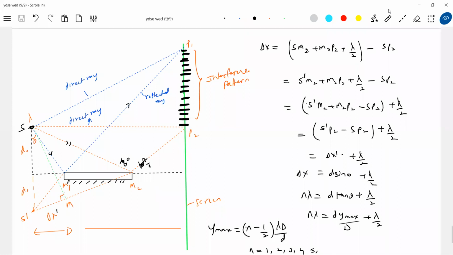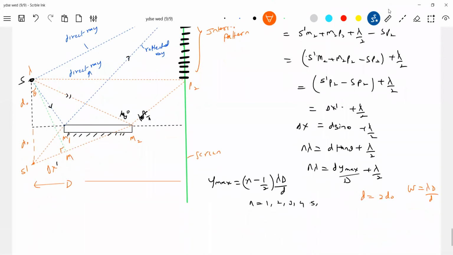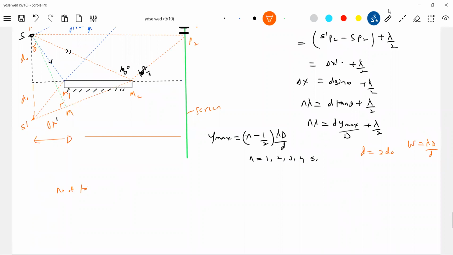Now what is small d? Small d, we assumed it to be equal to 2d naught. So here you write it. Then what is the fringe width? The fringe width will be lambda capital D by small d. Then if you know P1, P2, the number of fringes visible we can find out. So the number of fringes visible will be P1, P2 by the fringe width.